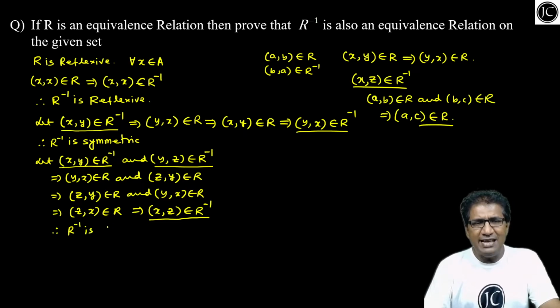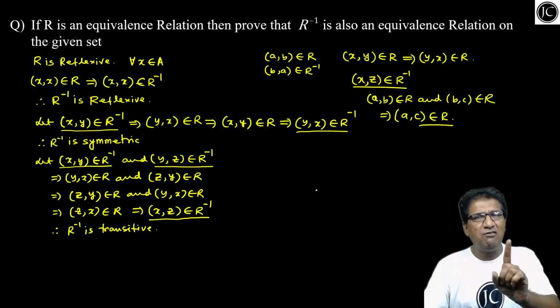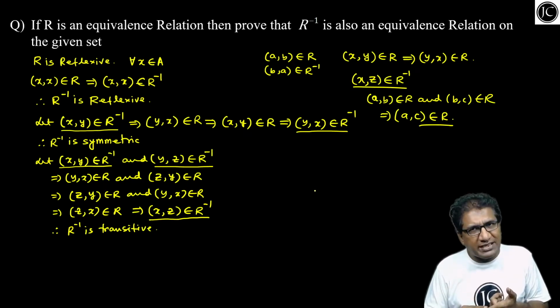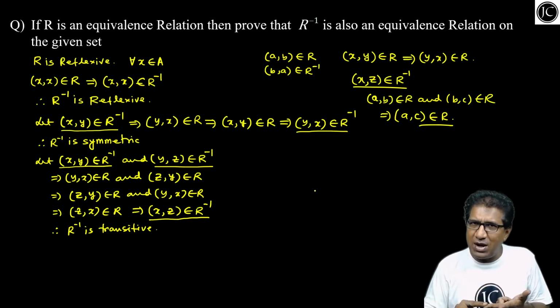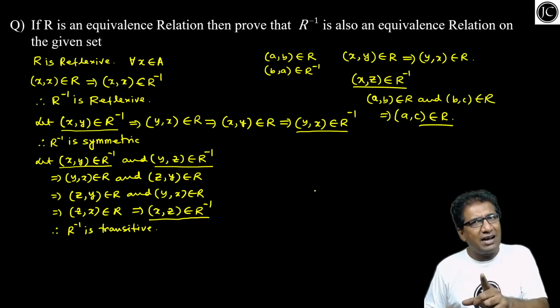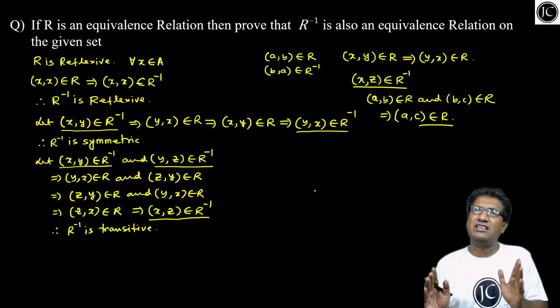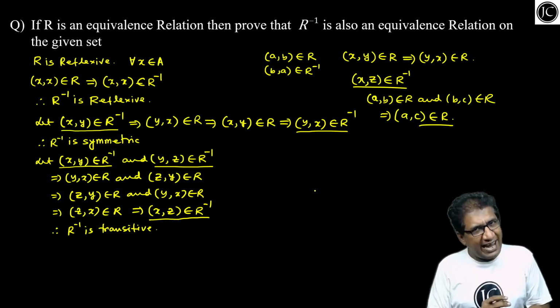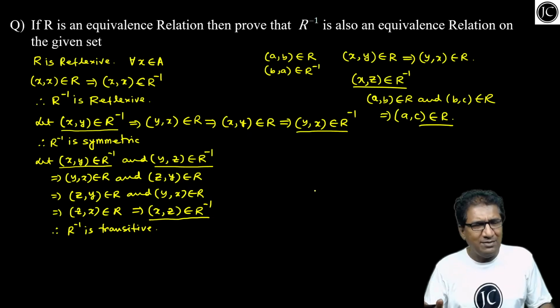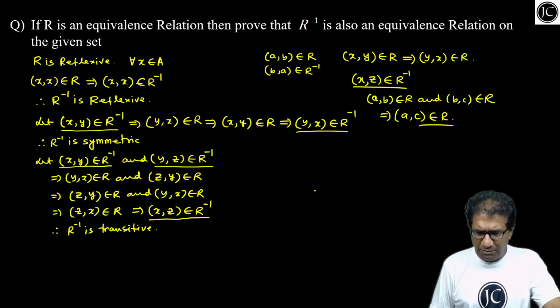R inverse is transitive. Is it clear? So we have proved R inverse is reflexive, R inverse is symmetric, as well as R inverse is transitive. Therefore, R inverse is an equivalence relation on set A. Clear to everyone? Okay, let us move to the next problem.